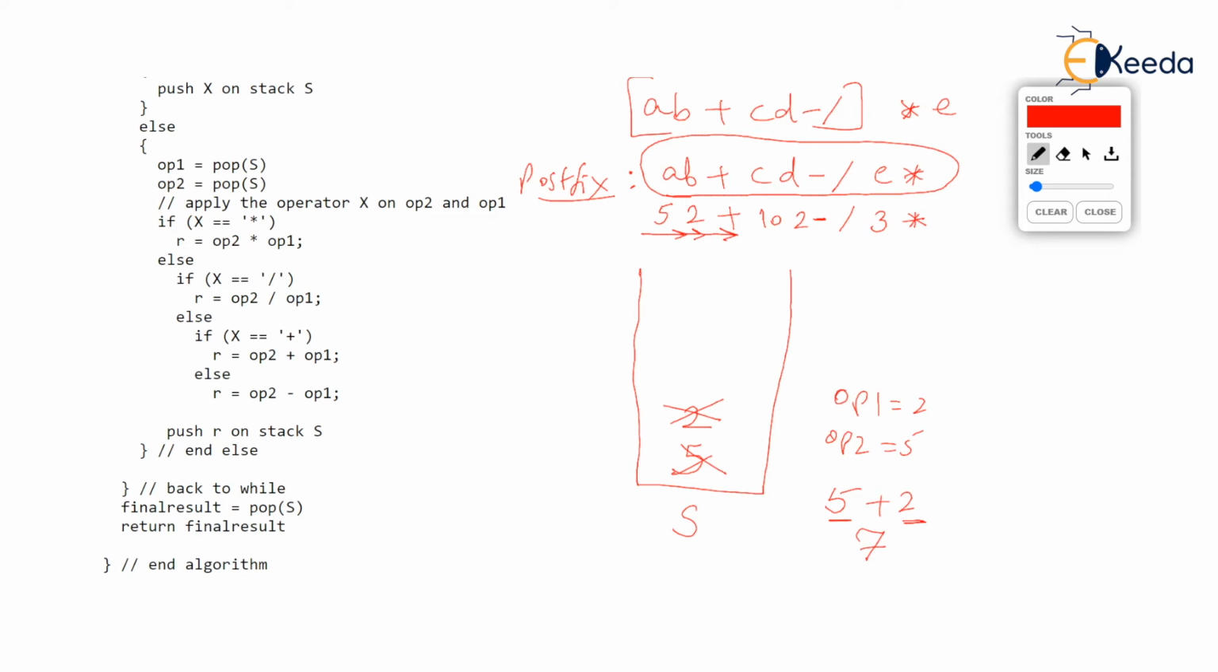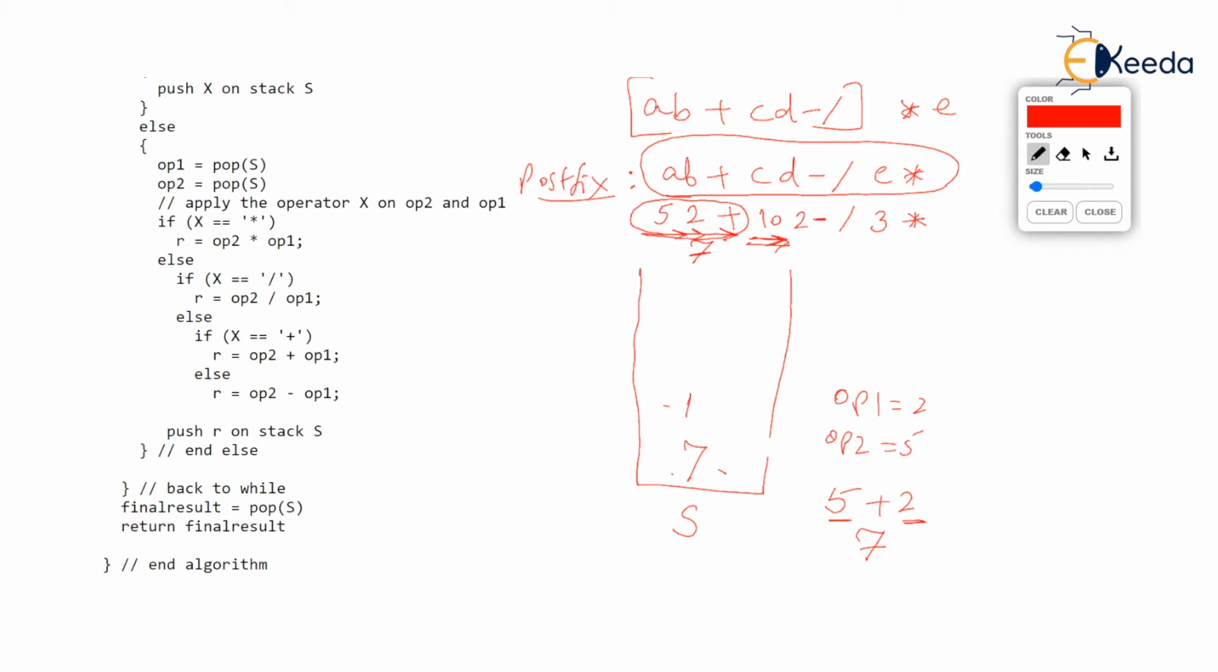What will you do with this 7 is you will push it on the stack, isn't it? So now the stack does not have 2 and 5, but the stack has 7. So this portion 5 2 plus has already got evaluated as 7. So you notice on the stack we are having 7. Now when you continue scanning the postfix expression, the next token you get is 10. It was 10 2 minus, isn't it? So the next token you get is 10.